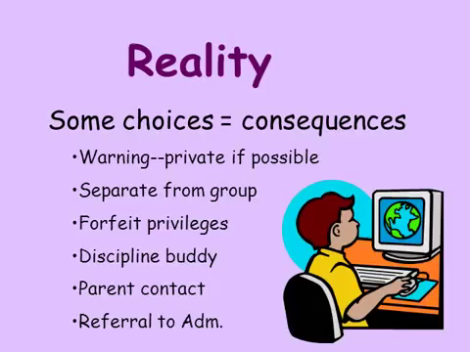Okay, the reality is some choices equal consequences. Not every student is going to respond to our great plan here, so you need to give them a warning, private if possible. Try not to embarrass them in front of their friends, because that's just going to evoke some anger and some defensive behavior. Separate from the group. They're very social at this age, so if you could separate them from the group.